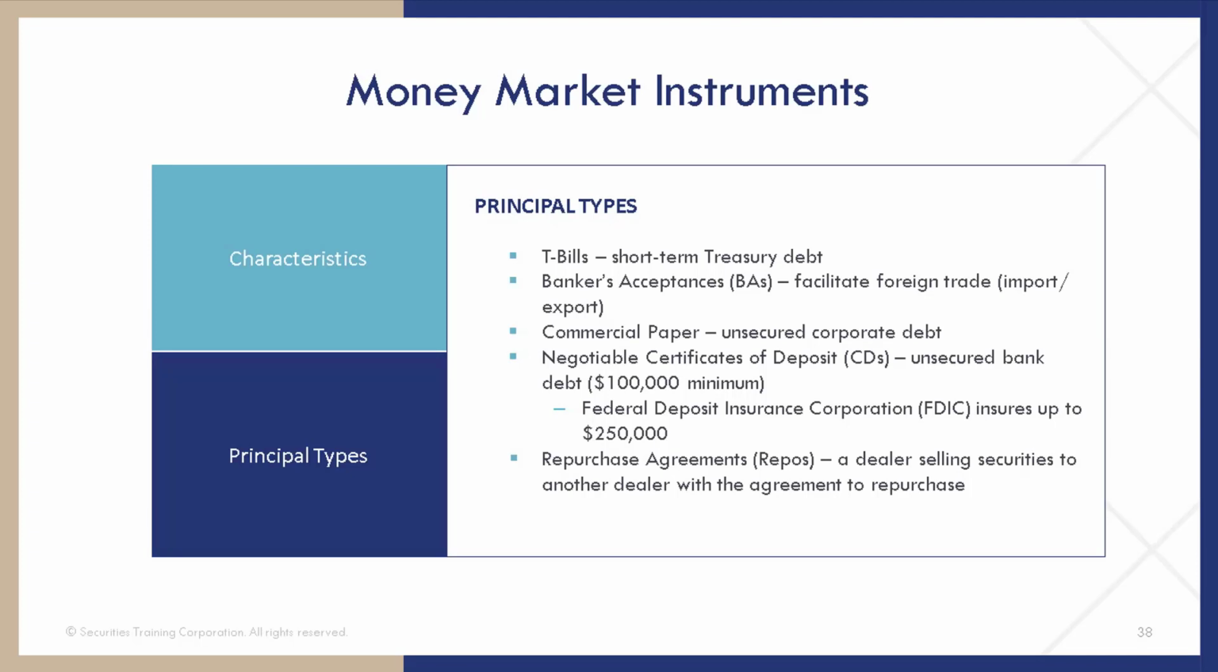Negotiable certificates of deposit. These are short-term obligations of banks. Now, some people say to us, I've put less than $100,000 in a CD. Here we see the minimum denomination is $100,000. This is for negotiable CDs. Negotiable means it trades in the secondary market. It can trade in the secondary market. The FDIC insurance generally goes up to $250,000.